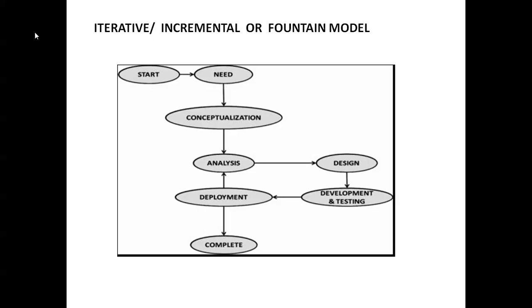It is presented like there is a loop between deployment, development, testing, design and analysis. So there is a loop. In case of any problem in testing, after deployment we can test again whether it has any other bug or error. So it is not just one-time checking. It is checked periodically and finally it is sent to the completion. So this looks like a fountain, and this is the incremental and iterative model.